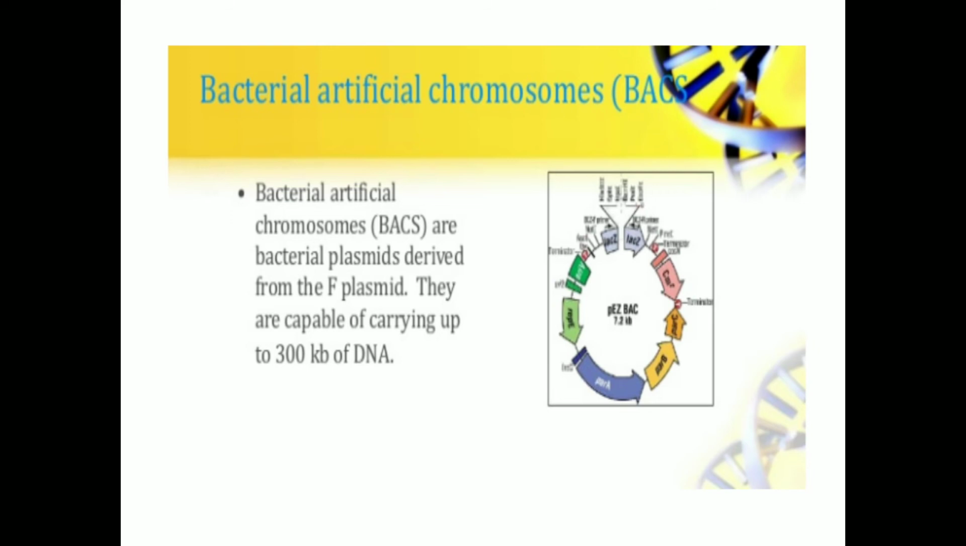BAC, bacterial artificial chromosomes, are derived from bacterial plasmids. They are capable of carrying 300 kilobase pairs of DNA.